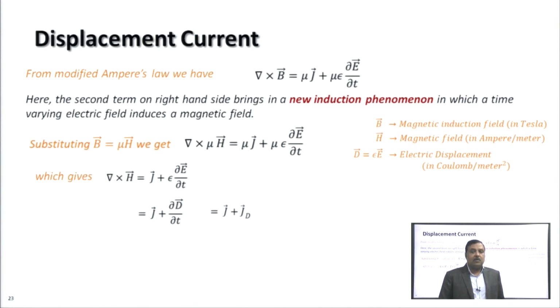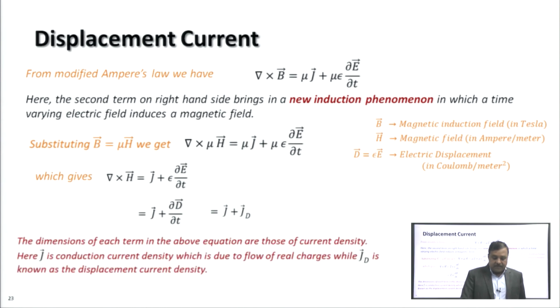Now, here del cross H equal to J plus delta D by delta T. The two terms on the right hand side, J and delta D by delta T, or J and epsilon delta E by delta T, both have the same dimensions. So, epsilon delta E by delta T has dimensions of current density actually. The dimension of each term in the above equation is that of current density.